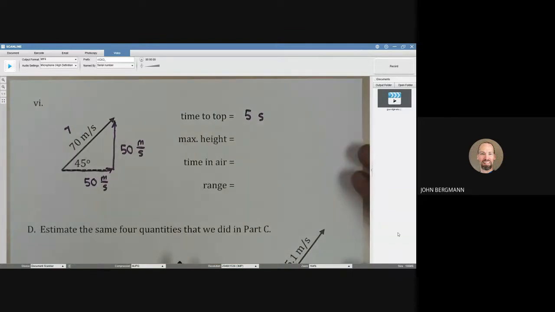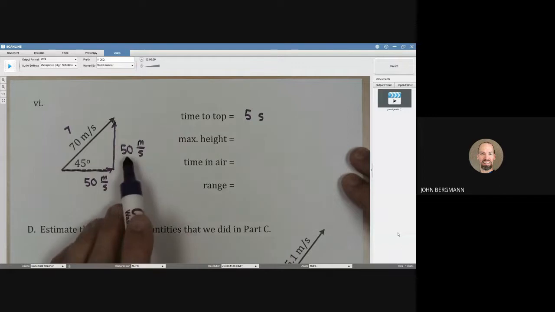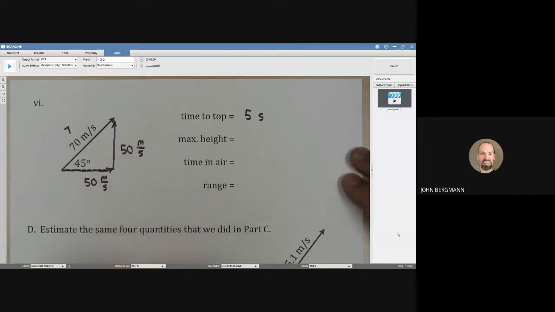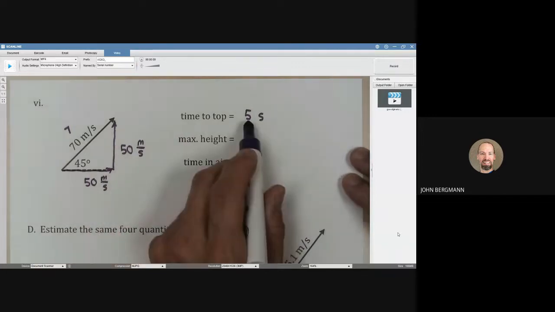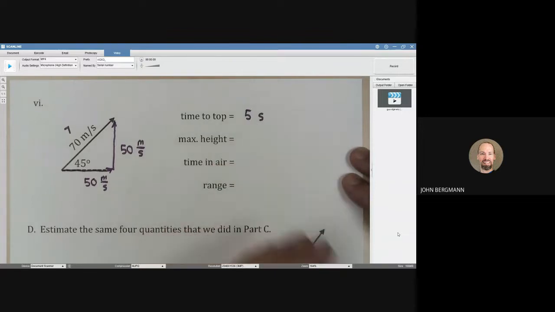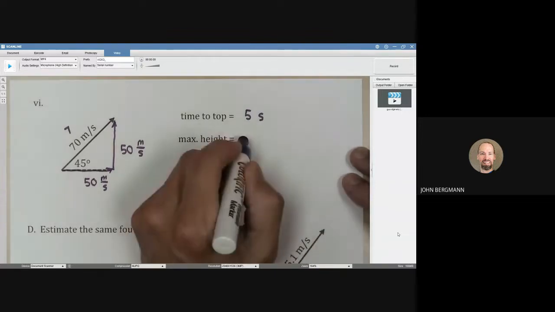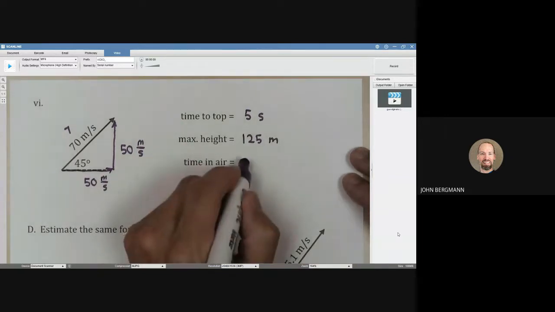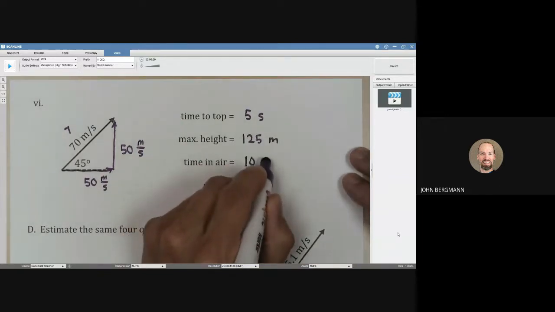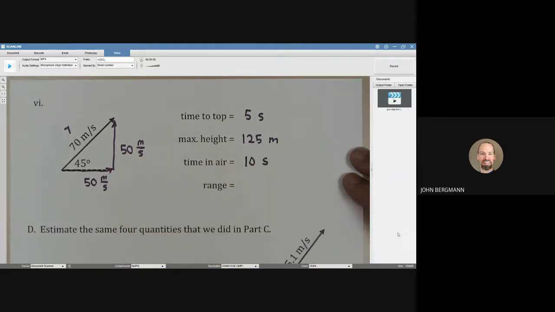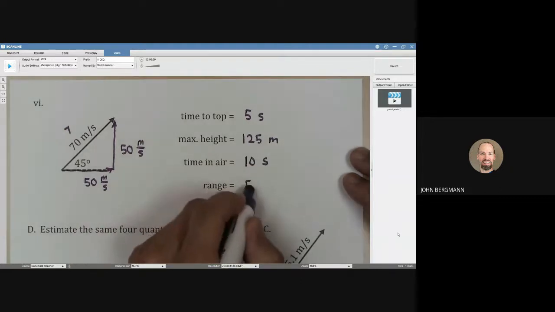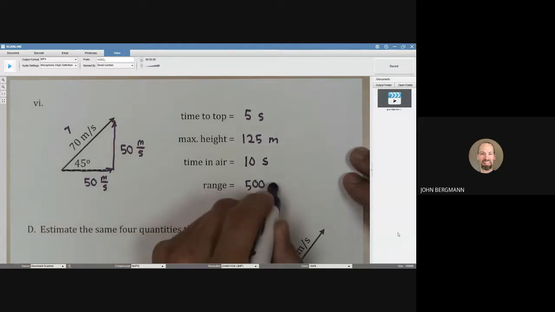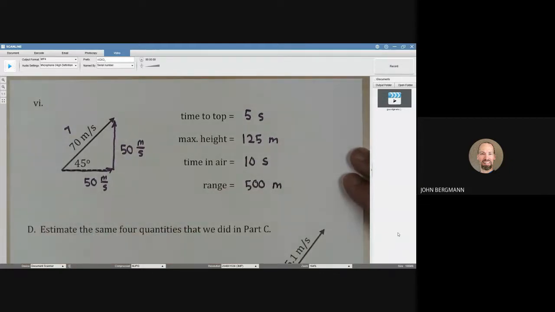The maximum height, we need to average the y velocities in getting to the top. 50 plus 0 divided by 2, that's 25. 25 meters upward every second for each of 5 seconds, roughly 125 meters in height. We're assuming it's going to land at the same elevation it was launched from, 10 seconds in the air, and the range then 50 meters to the right every second for the entire 10 seconds, 500 meters.